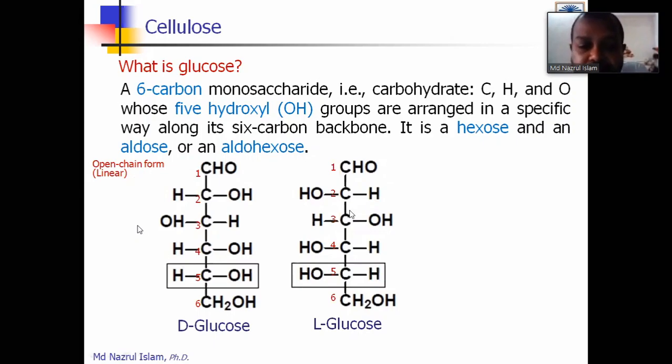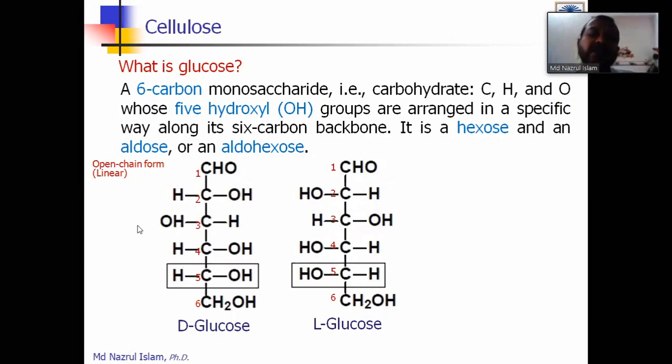Also carbon 3 is opposite to each other, carbon 4 is also opposite, and carbon 5 is also opposite. Carbon 6 you again see is the same for both. So carbon 1 and carbon 6 are the same. However, in the other positions, the hydroxyl functional groups are opposite to each other. Depending on the position of the hydroxyl functional group in 2, 3, 4, and 5, they are opposite to each other.